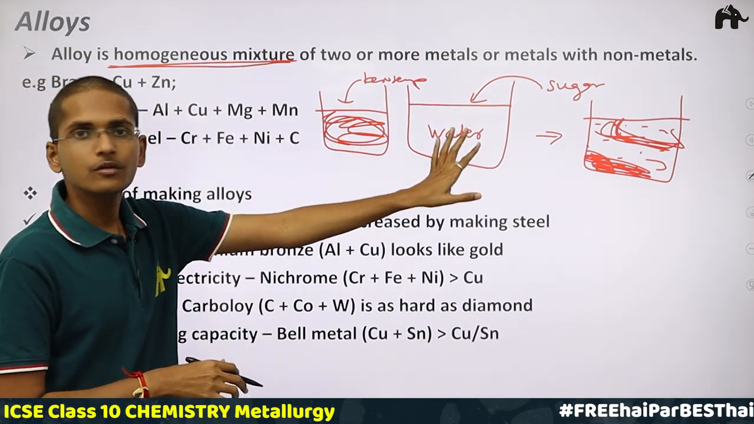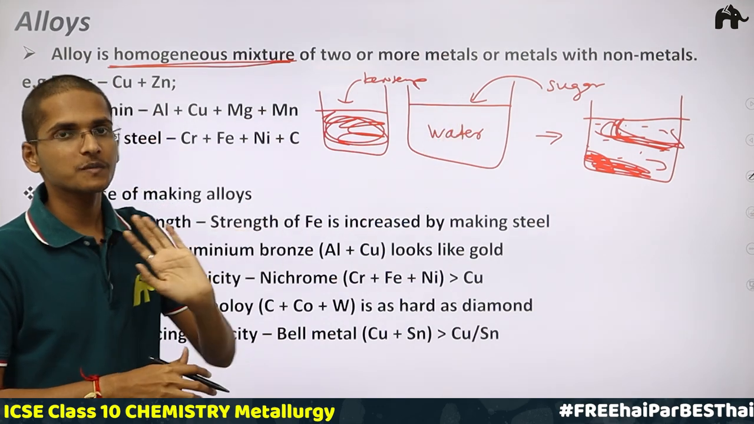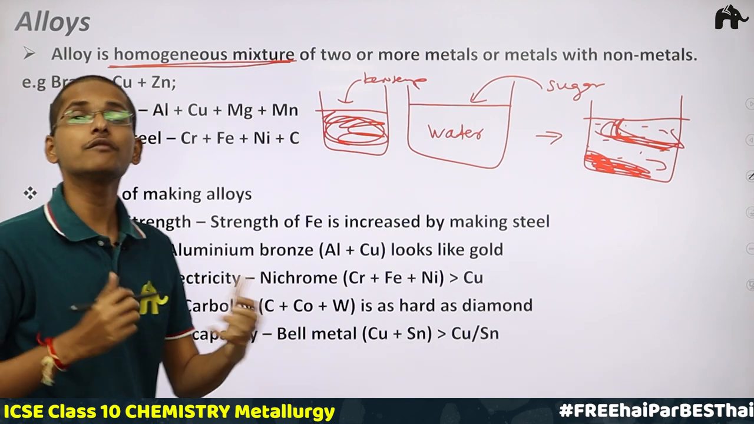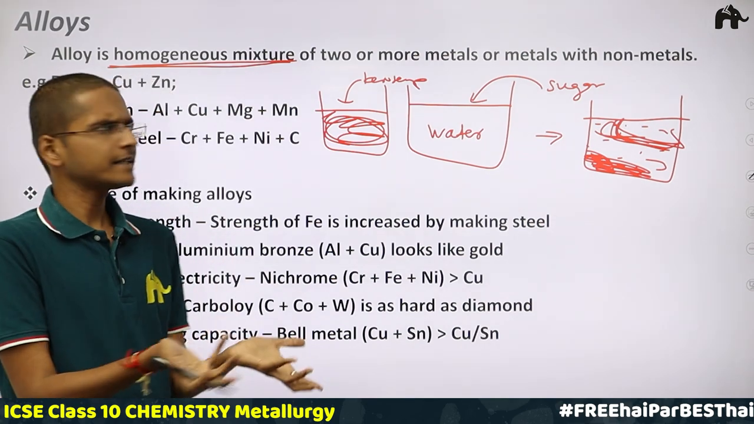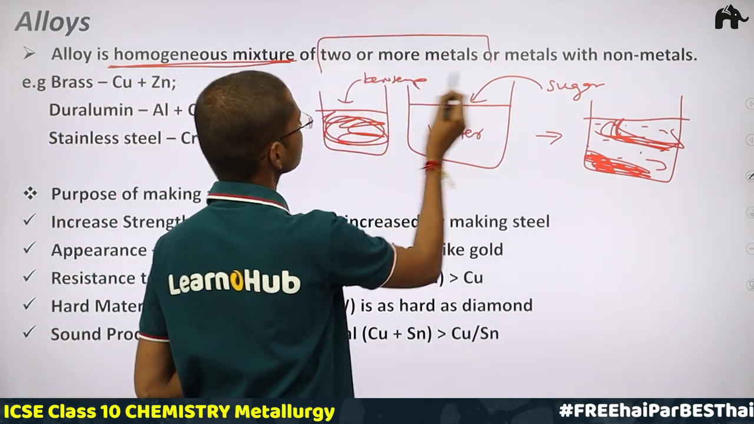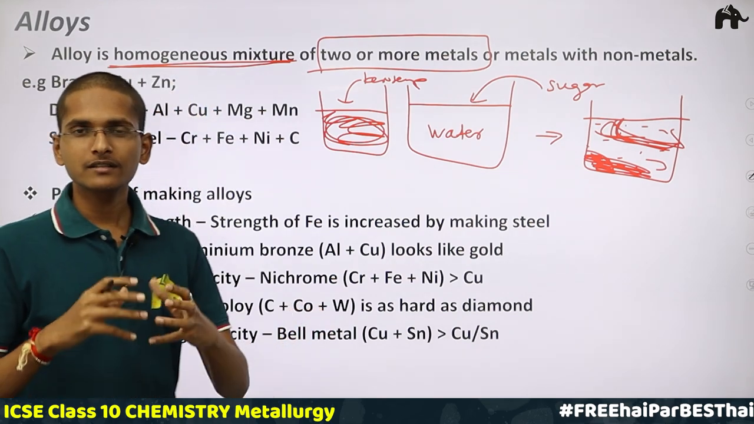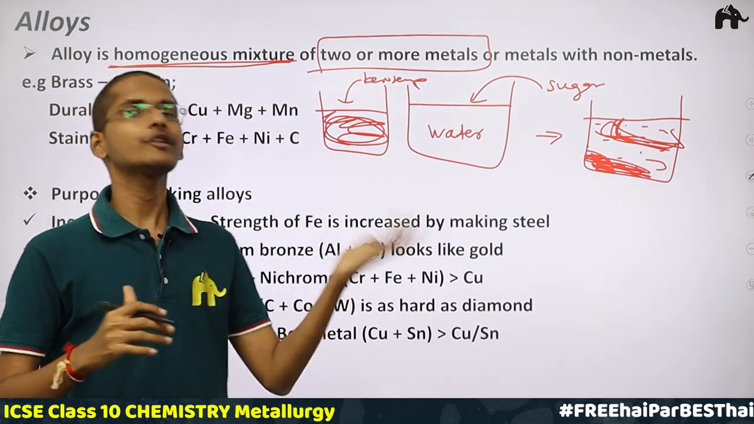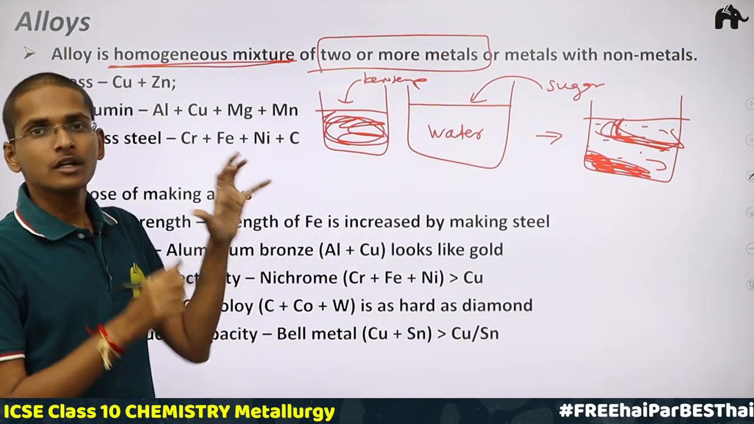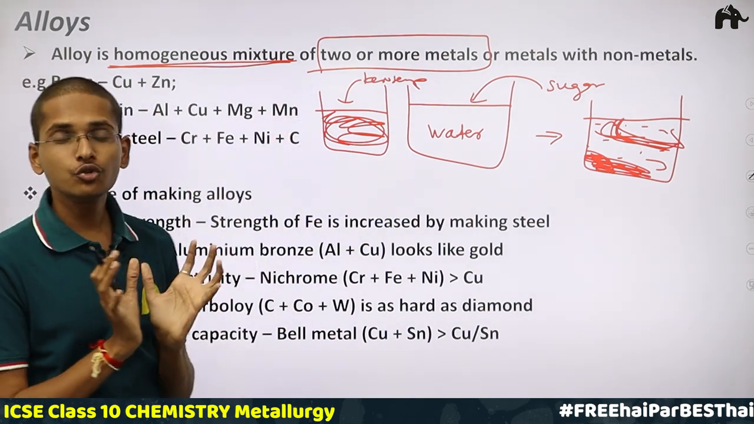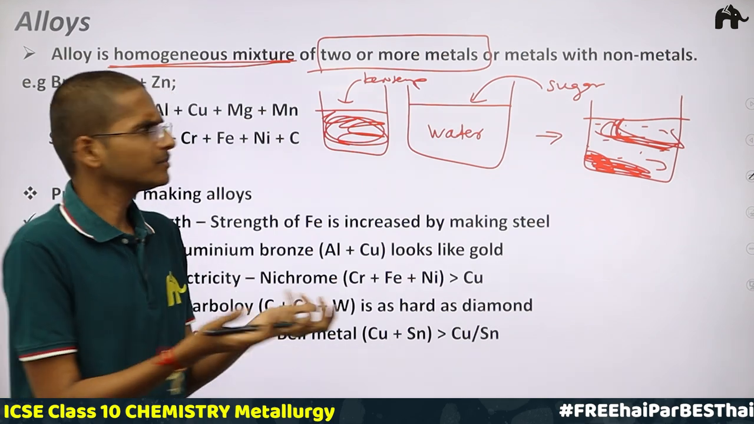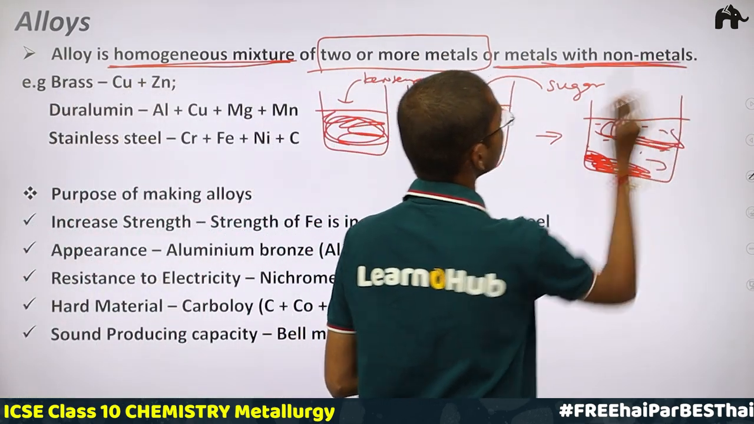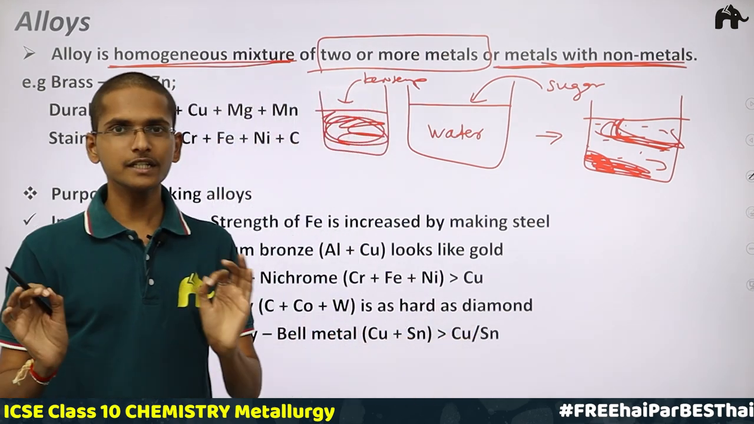Sugar solution with water is a homogeneous mixture. In the same way, an alloy is a homogeneous mixture like this. But a mixture of what? Of two or more metals. Now you would be surprised: oh, how can we mix two or more metals, right? Don't worry, we are going to see how we make alloys. So an alloy is a homogeneous mixture of two or more metals, or simply a homogeneous mixture of metals with non-metals. Very clear.